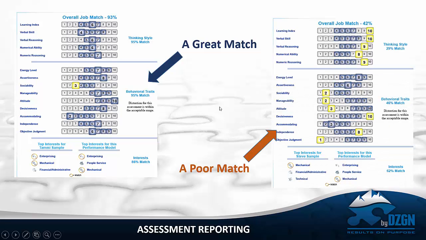Conversely, hopefully you don't get a lot of these, which is, hey, here's a match of only 42%. And again, 10 isn't necessarily good, and 1 or 2 isn't necessarily bad. The further somebody gets away, if the range is 4, 5, 6, 7, it's okay to be an 8 or a 3, but you don't want to be at extremes.